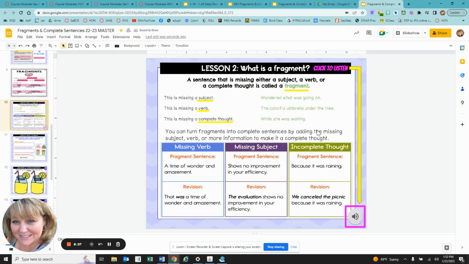And then for this next lesson, what is a fragment? Again, click to listen. Here's your audio. Listen to that. It says a sentence that is missing either a subject or a verb or a complete thought is called a fragment. This is missing a subject. So there are more examples. It just shows you the examples.